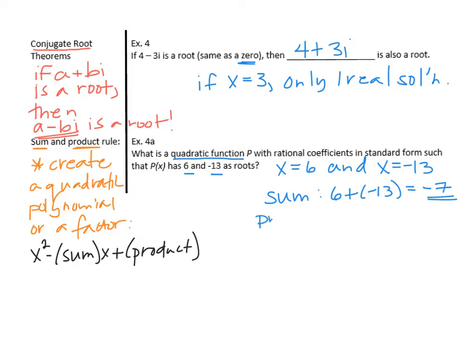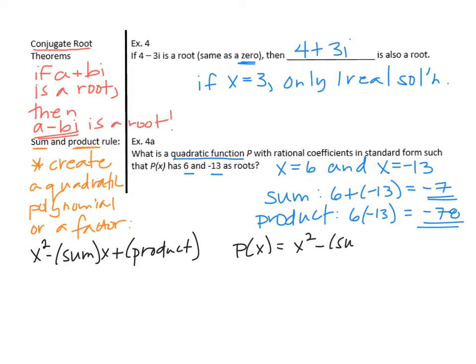To find their product, we multiply. 6 times negative 13 is negative 78. Once you know those two answers, you can create your quadratic function. So in this case, p is our quadratic function. I'm going to write p of x equals. Remember, it's x squared minus the sum times x plus the product. I'm literally just going to plug in negative 7 and negative 78 into that equation.